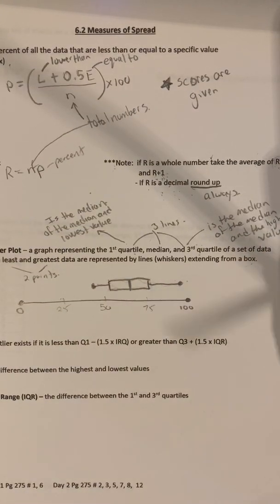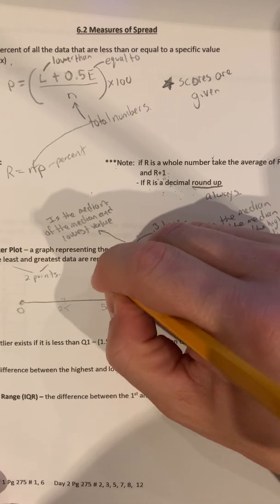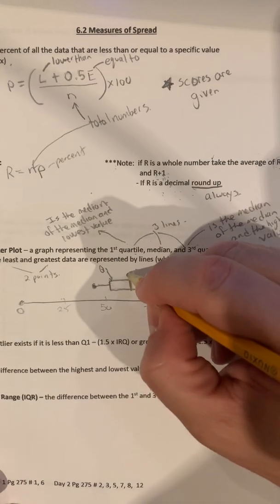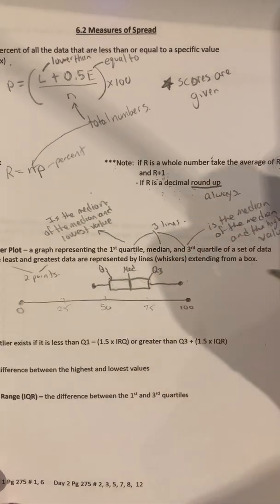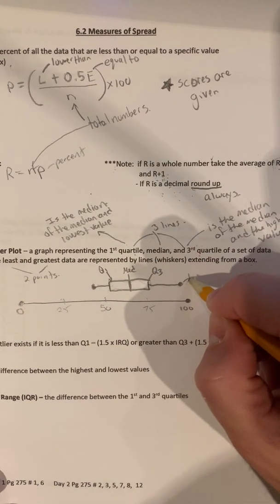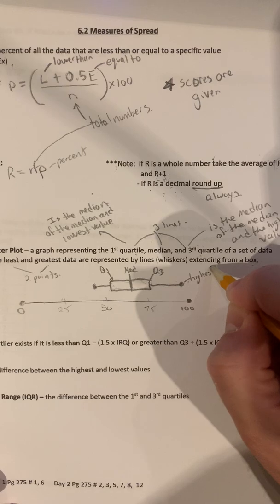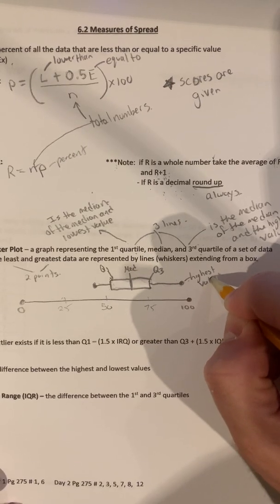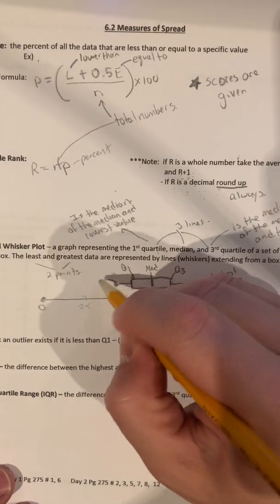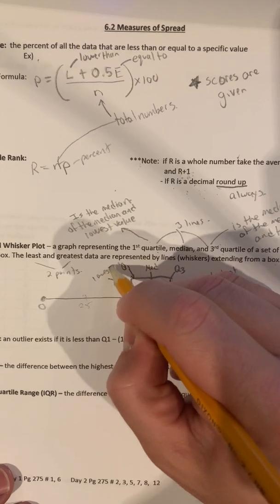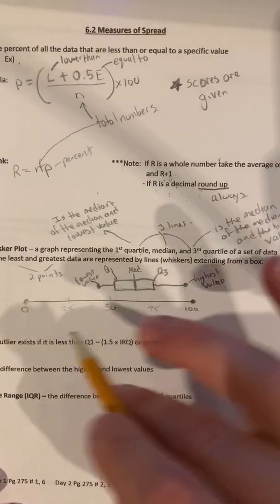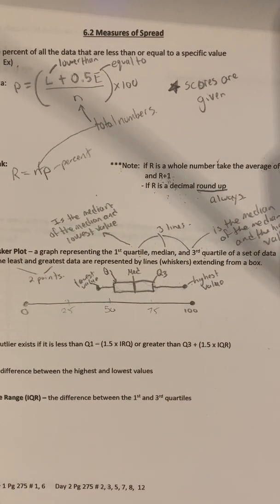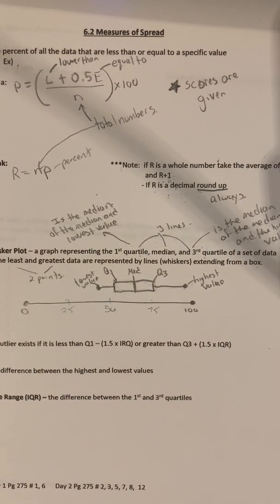Okay, so here is our Q1, first quartile. This is our median. This is our Q3, which is the third quartile. This is our highest value. And this is our lowest value. Okay, we don't have numbers that we're looking at, so I just made this up right now. But again, I'll show you the examples.